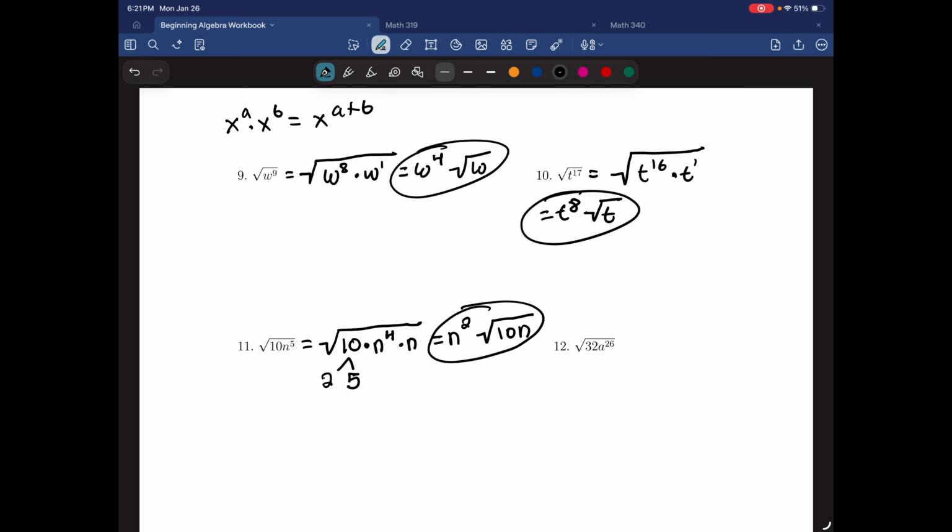All right, so for our final example of this section, we have the square root of 32 times a to the 26th power. I'm just going to go ahead and rewrite the square root a little bit larger so we have more room to create factor trees. So we have 32, and then times a to the 26th power. Since our power is even, I'm just going to leave it as is. I'm not going to separate any of our powers.